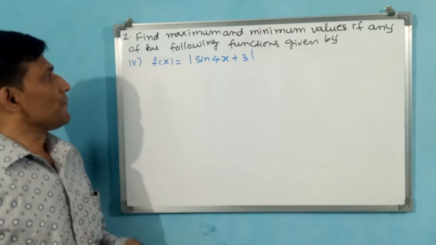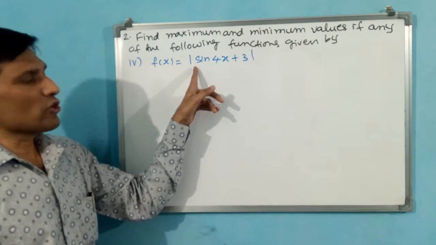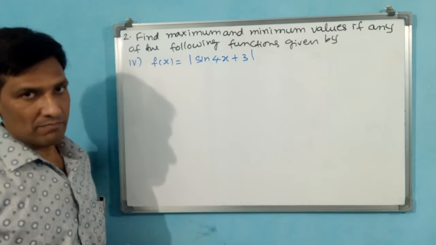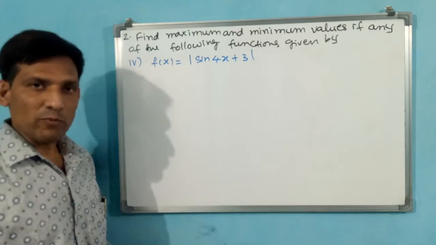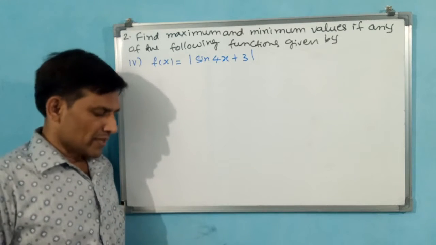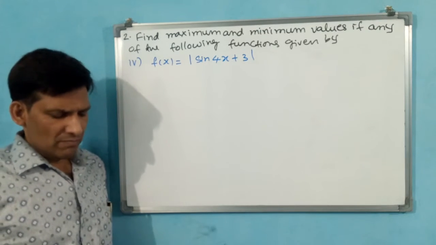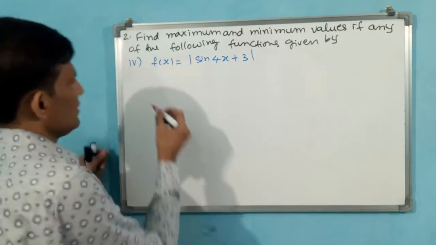See the fourth part. F of x is equal to modulus of sin 4x plus 3. Modulus of sin 4x plus 3. See, here also a simple thing. Sin 4x I am taking. You see.